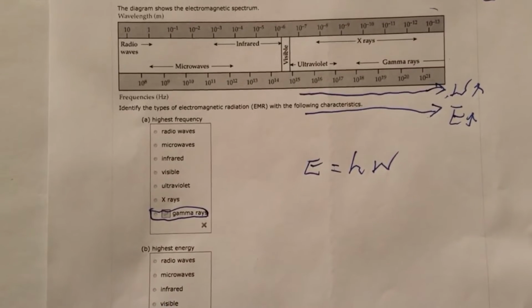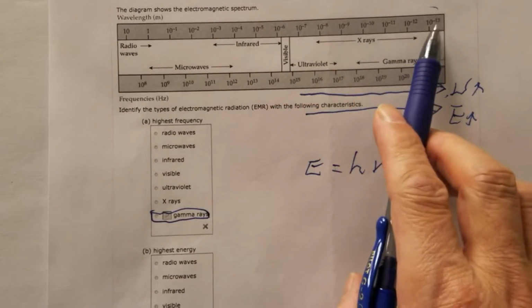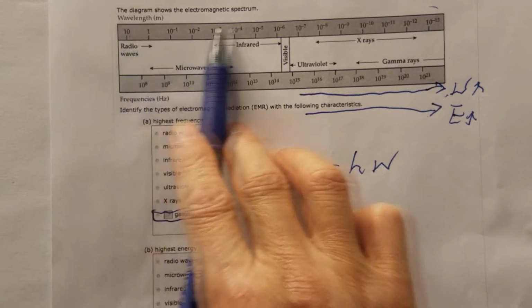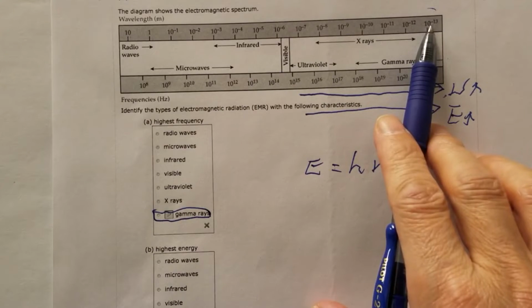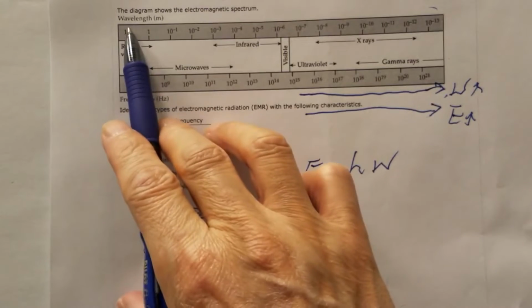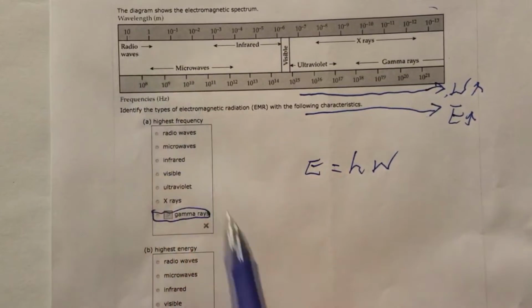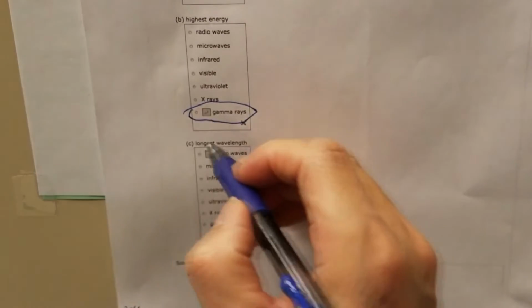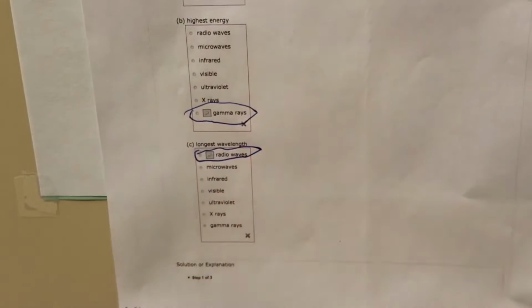That's for 1B. 1C, which one has the longest wavelength? So we'll go to the top again. Here, obviously, the wavelength from the left-hand side is the longest, 10 meters, to the right-hand side, that's 10 to the negative 13. Obviously, the longest one should be in this region, which is the radio waves. So let's find the answer. Radio waves, that should be right here. That's question number 1.